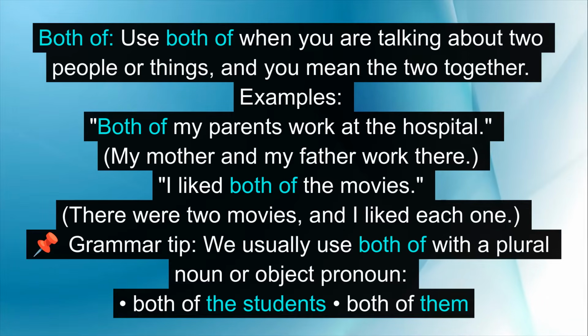Both of. Use both of when you are talking about two people or things, and you mean the two together. Examples. Both of my parents work at the hospital. My mother and my father work there. I liked both of the movies. There were two movies, and I liked each one. Grammar tip. We usually use both of with a plural noun or object pronoun. Both of the students. Both of them.